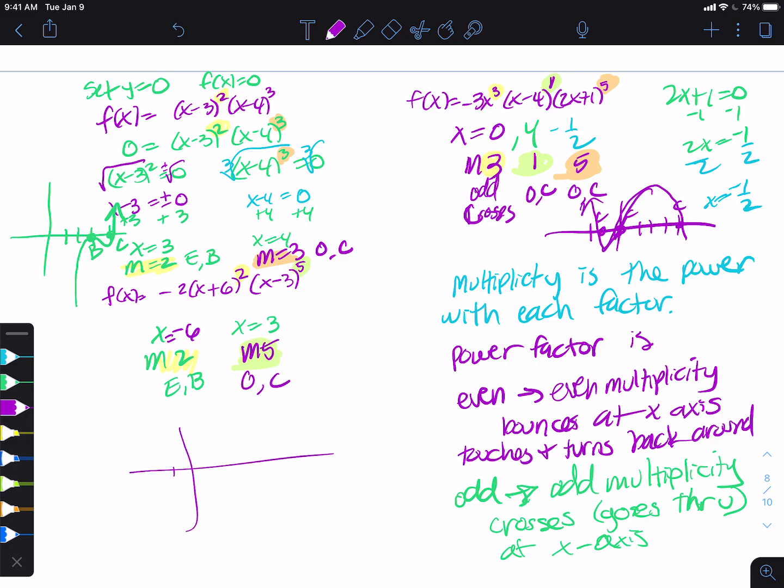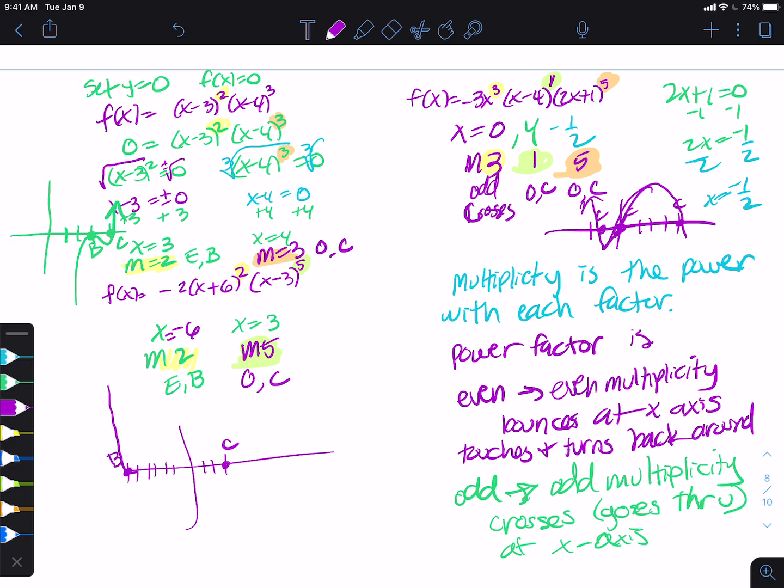So we have intercepts at negative 6 and at 3. 3 is crossing, this one's bouncing, and again, we'll get to how you get to this other portion, but here I know it's bouncing and here I know that it's crossing. So that's our multiplicity of our x-intercepts.